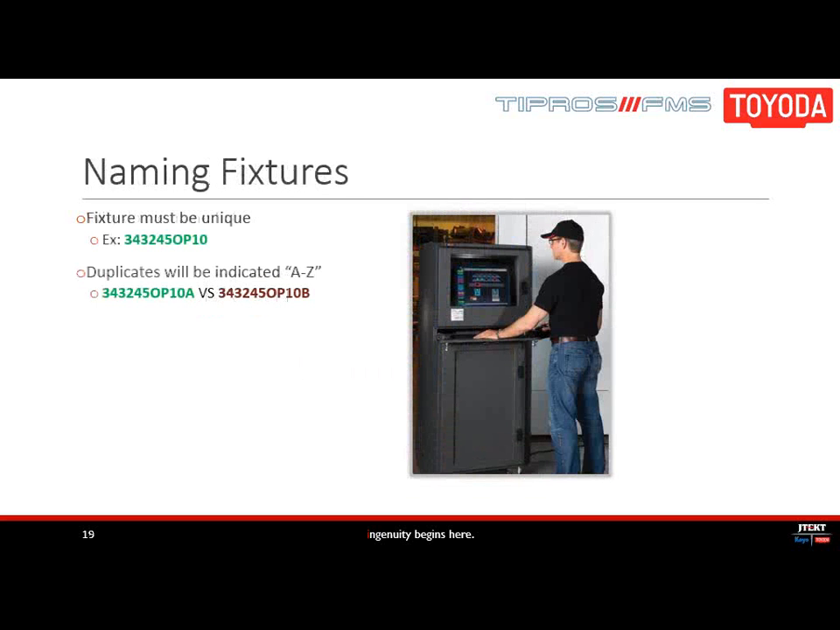And again, this is just a simple example of how the fixture should be named. We have the fixture in green as 343245OP10, which is a specific name assigned to that fixture. While each fixture name must be unique, you'll notice there is also an A or B at the end to indicate duplicates. Duplicates would then be listed as A to Z.